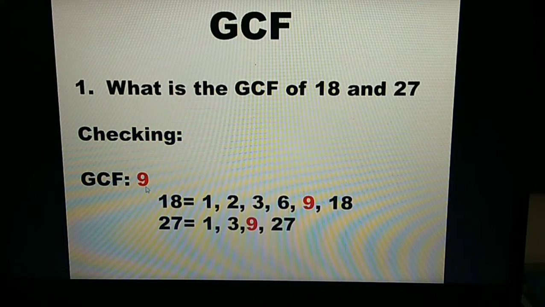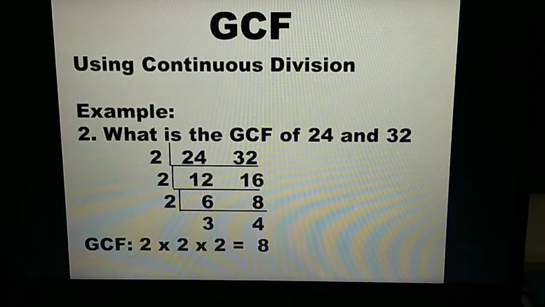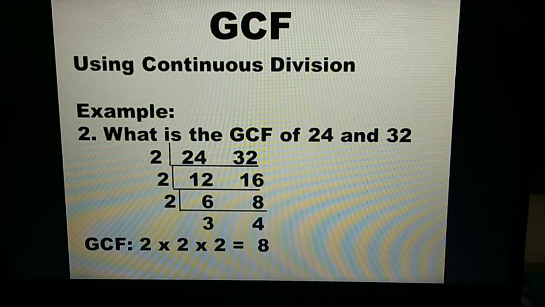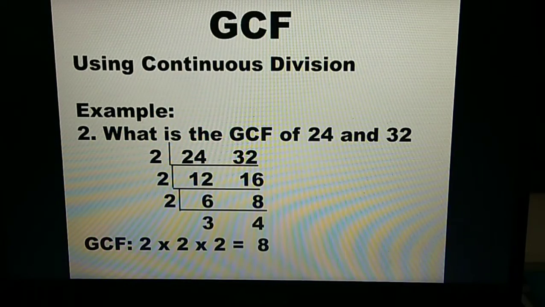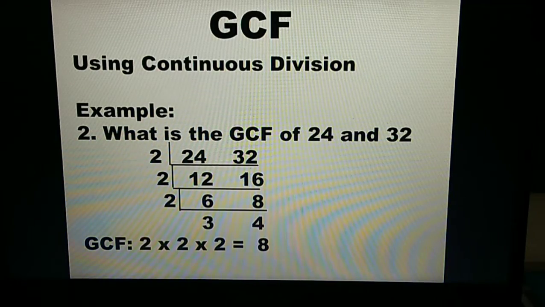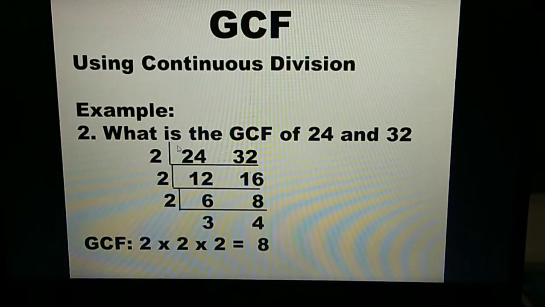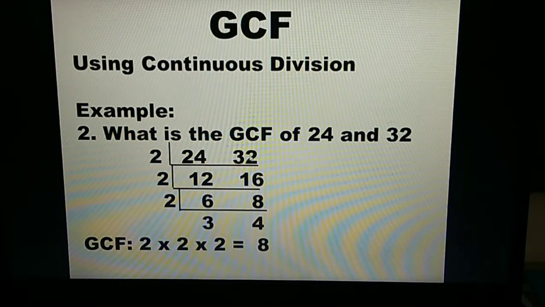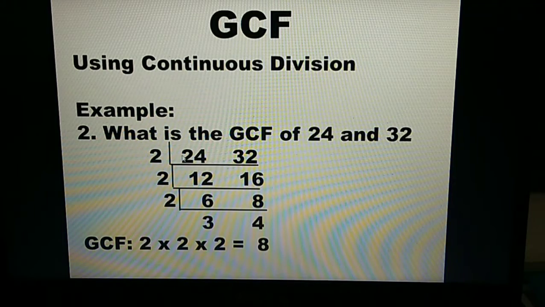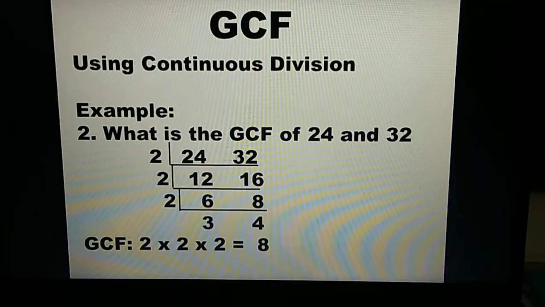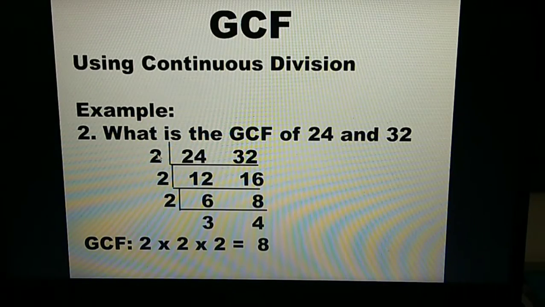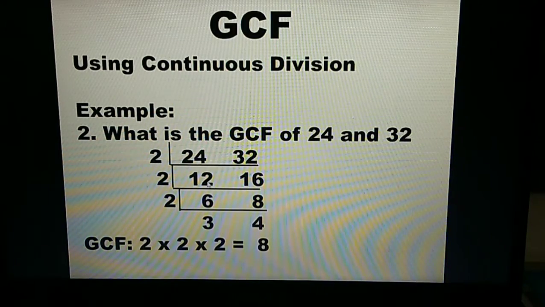Now, let's have the second example. Okay, for the second example, what is the GCF of 24 and 32? Okay, sulat uli natin ng horizontal form. The given numbers are 24 and 32. And then, common divisor, which is a prime number, for 24 and 32 is 2. Divide natin. 24 divided by 2 is 12. 32 divided by 2 is 16.